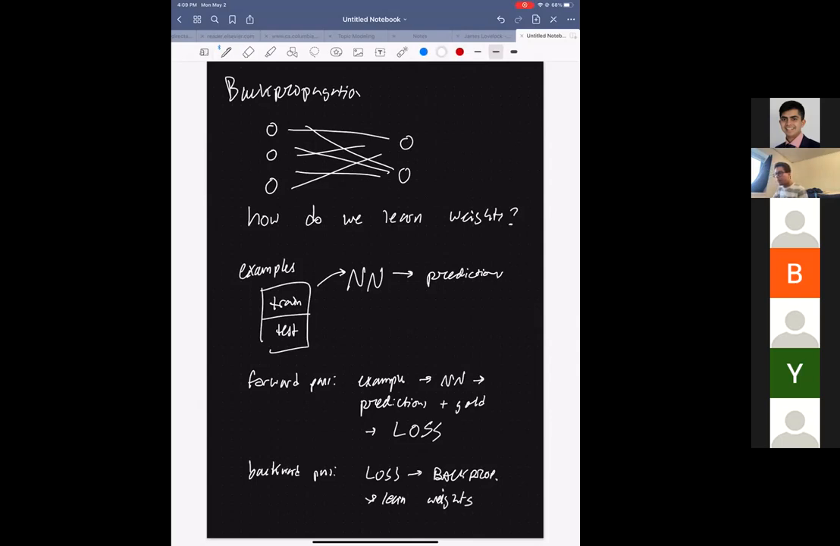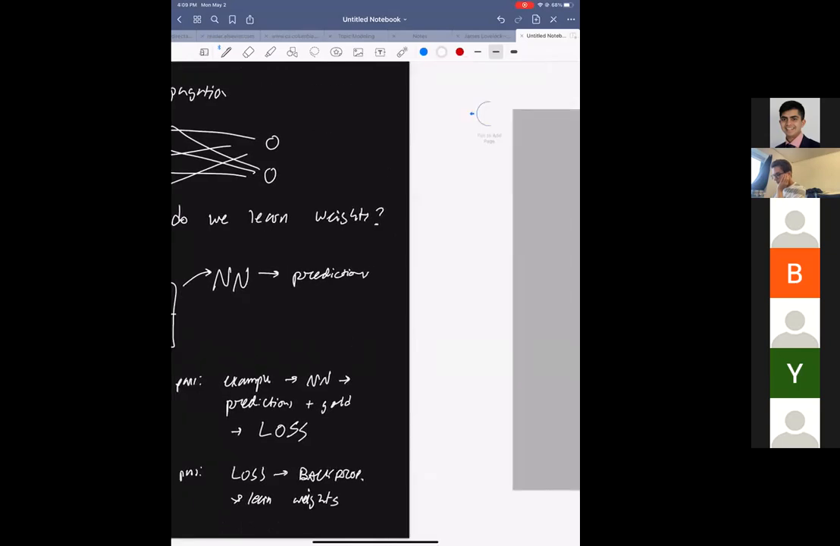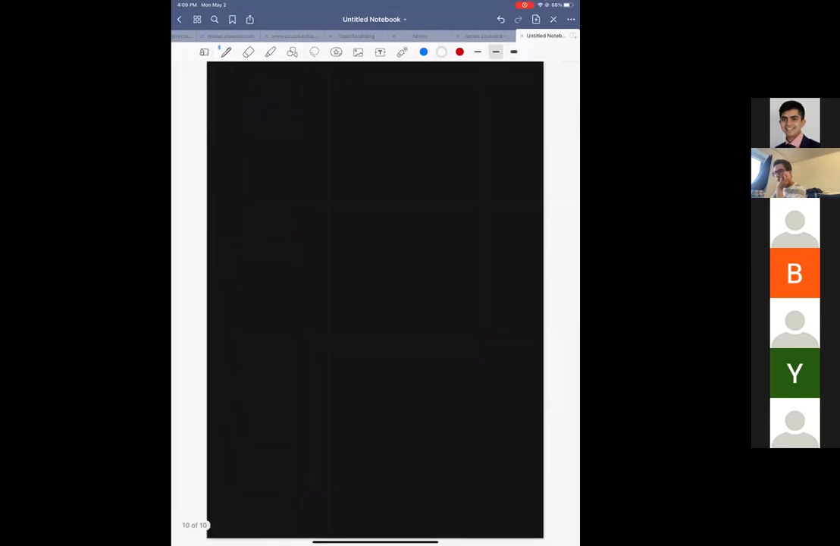Let me think about what I want to do here. So, an example of a loss function. Let me find an example of a loss function.